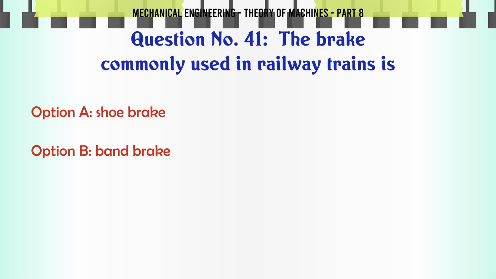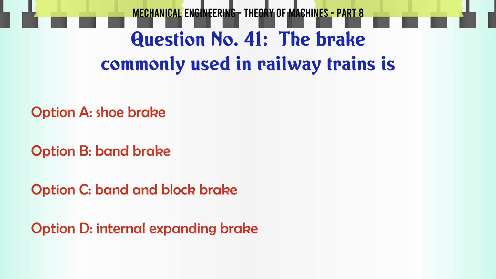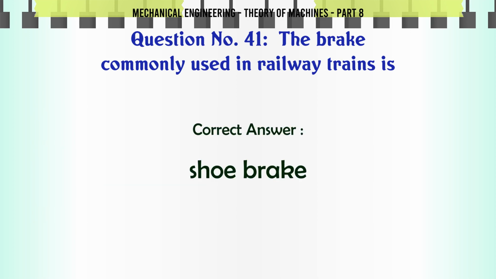The brake commonly used in railway trains is A. Shoe brake, B. Band brake, C. Band and block brake, D. Internal expanding brake. The correct answer is shoe brake.